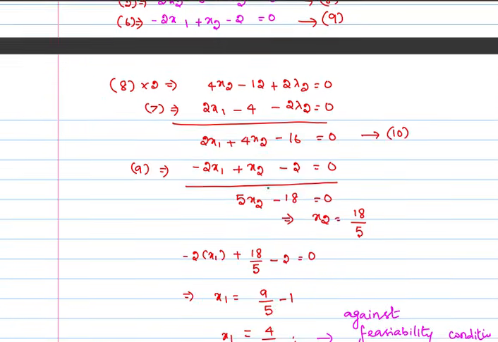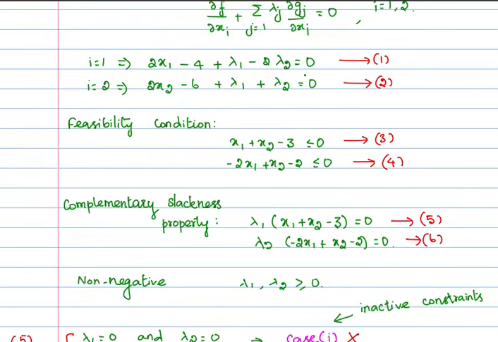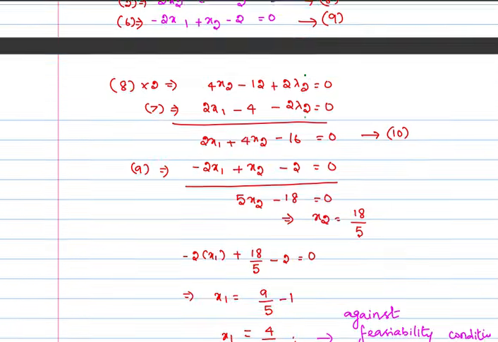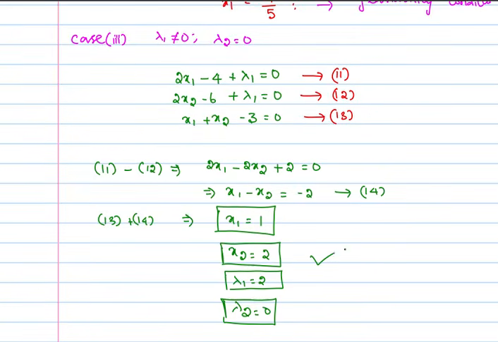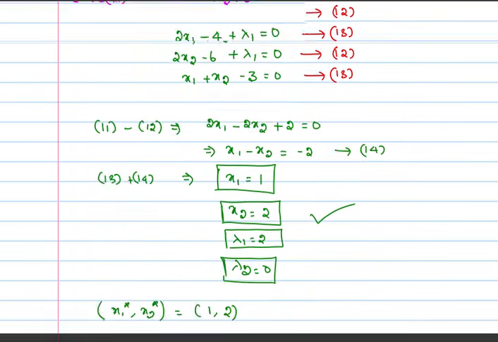So this satisfies this condition. So x1 plus x2 is 1 plus 2, which is less than or equal to 3. So equation 3 is satisfied. Minus 2 plus 2 becomes 0, which is less than or equal to 2. The fourth condition also satisfies. So the feasibility condition is satisfied, so it is true for all the conditions. So this is our feasible point. So x1 star comma x2 star is 1 comma 2, lambda 1 is 2, lambda 2 equal to 0.